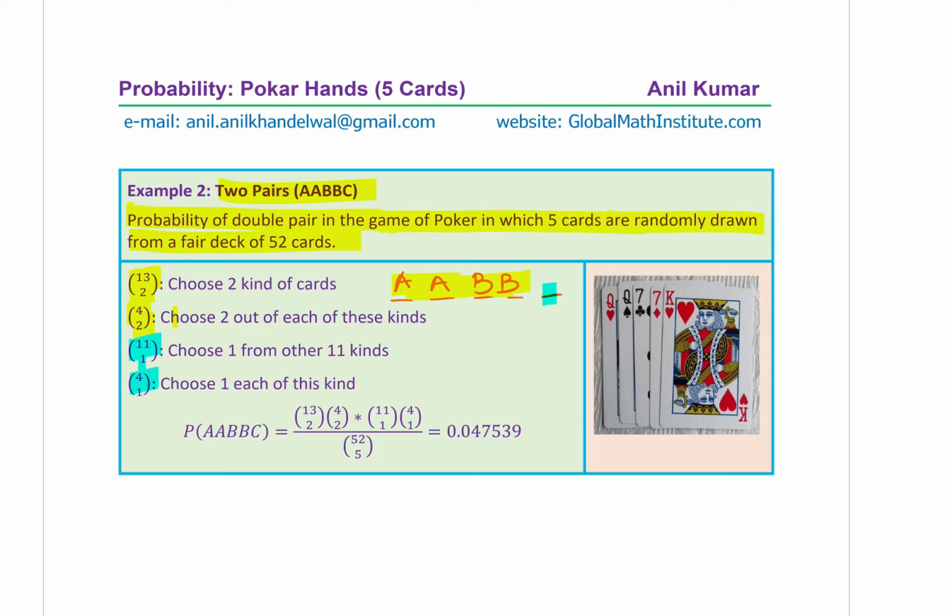Now you have 4 choices of choosing that one. And so times 4 choose 1. That becomes the numerator. In this case, we know what the denominator is: 52 choose 5. And so when you work it out, you get around 0.0475, which is just 4.7%. You see? So we had around 40% to get one pair, but just 4.7% to get two pairs, right? Okay, so here we have shown two pairs, queens and sevens.